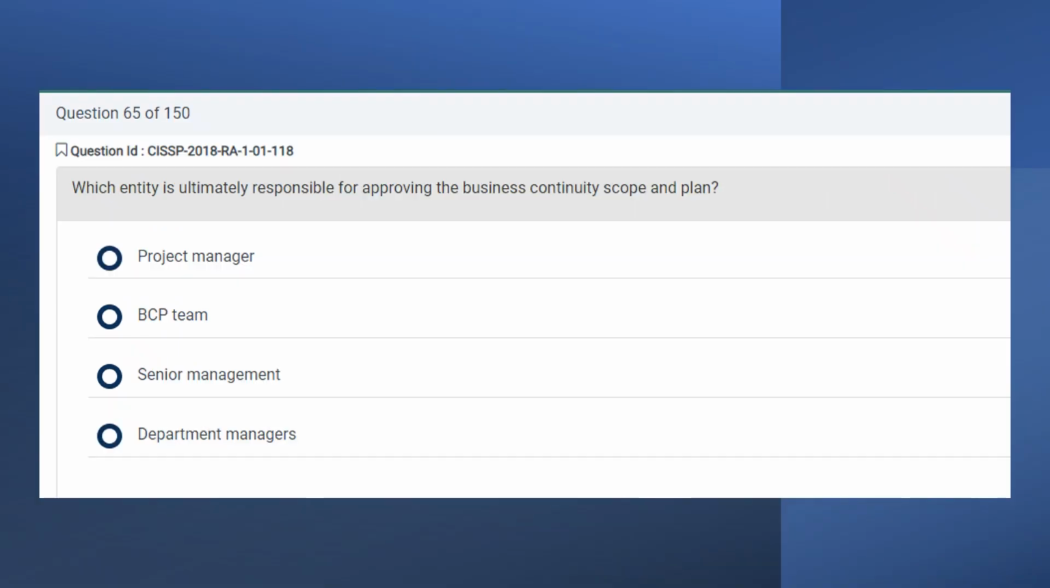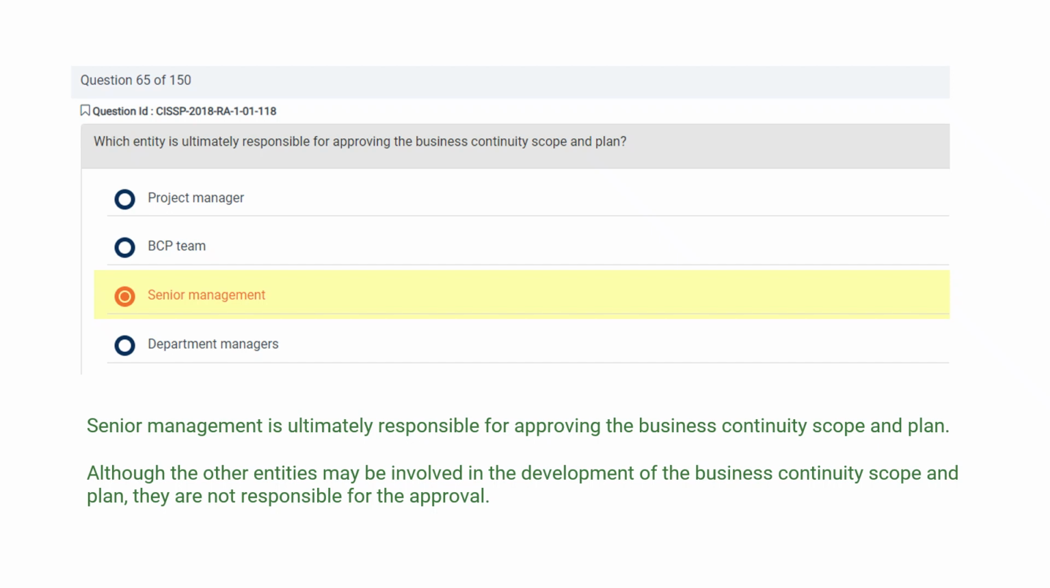Question 65. Which entity is ultimately responsible for approving the business continuity scope and plan? The project manager, the BCP team, senior management, or department managers? Senior management is ultimately responsible for approving the business continuity scope and plan. Although the other entities may be involved in the development of the business continuity scope and plan, they are not responsible for the approval.